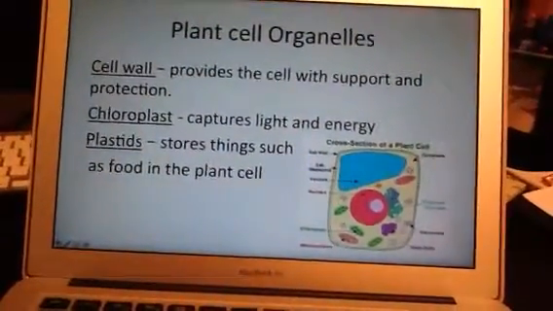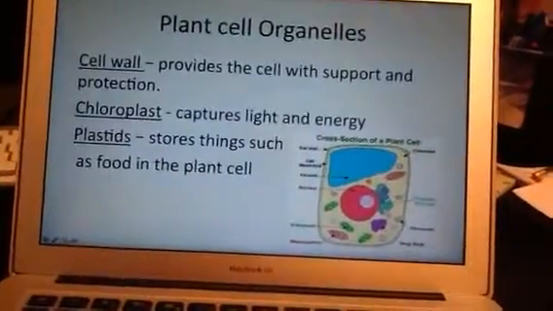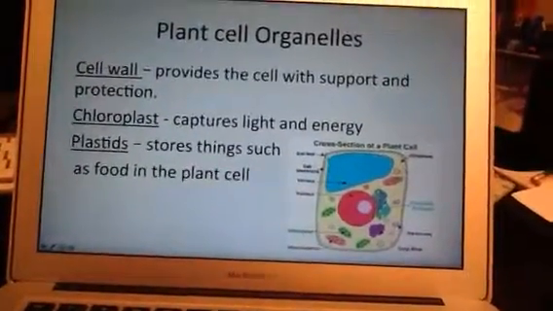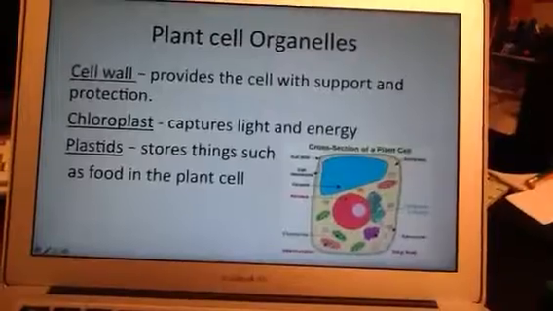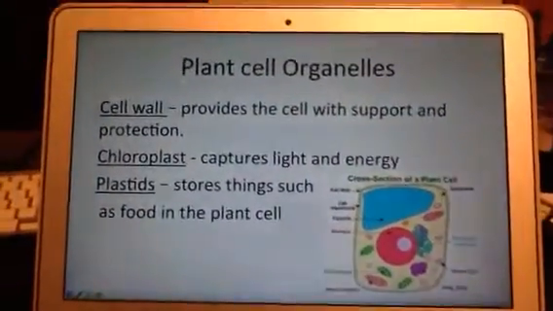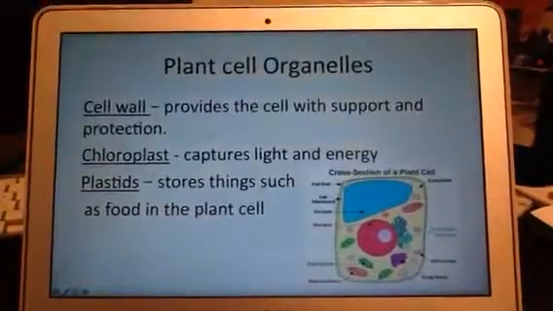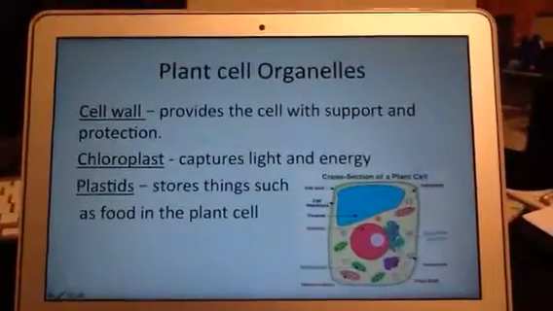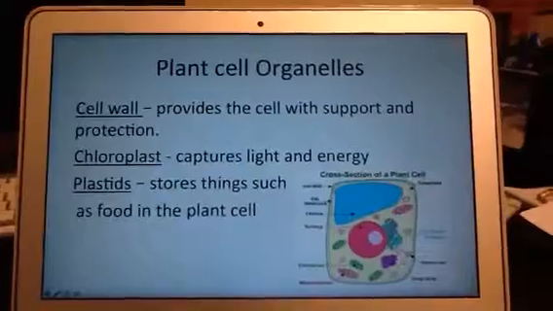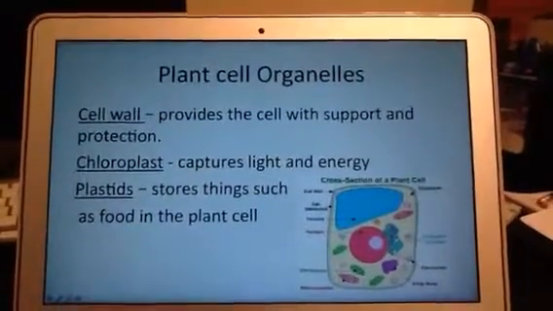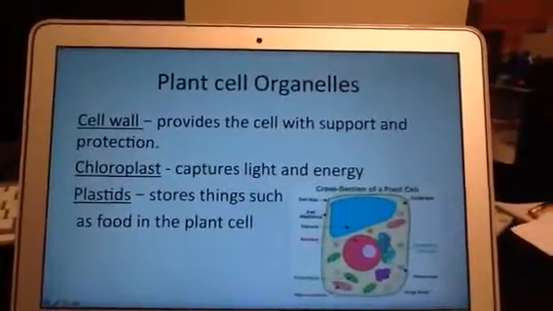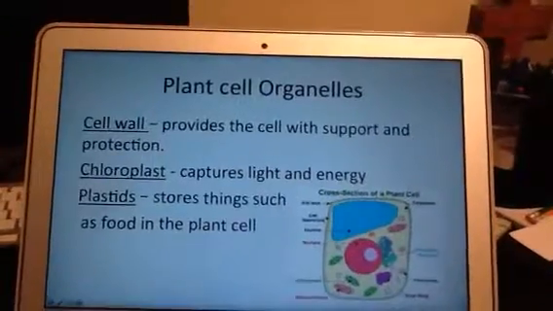Here are some unique organelles for the plant cells. Something that's unique about the plant cells is the cell wall, which provides support and protection, the chloroplast, which captures light energy, and plastids, which store things such as food in the plant.